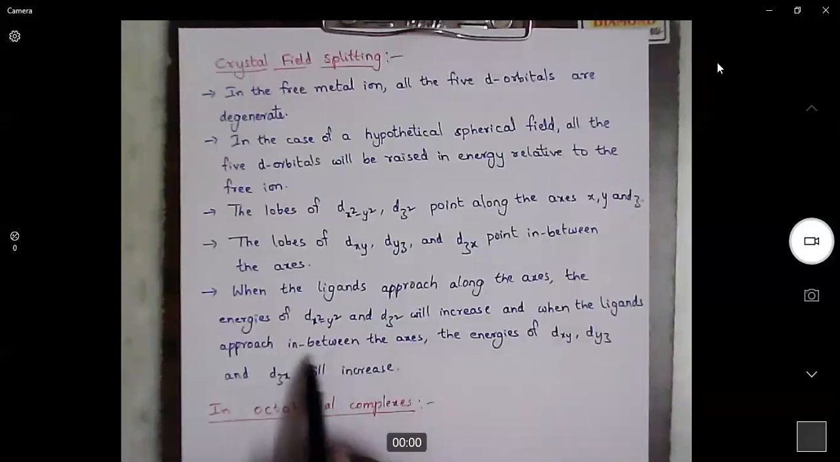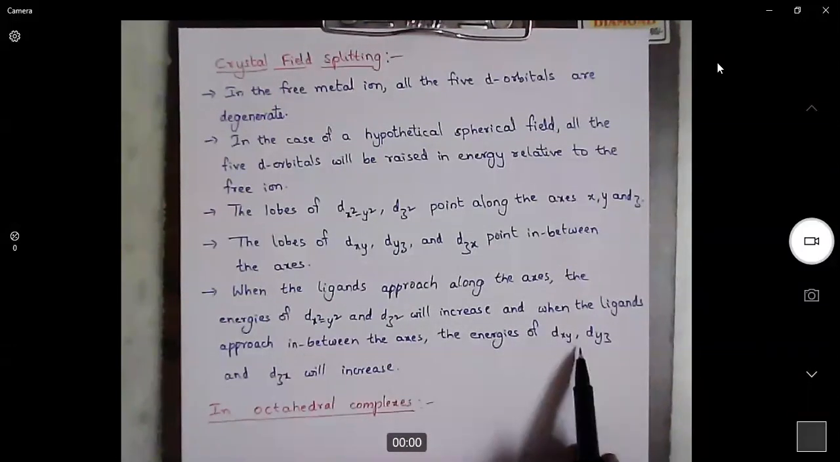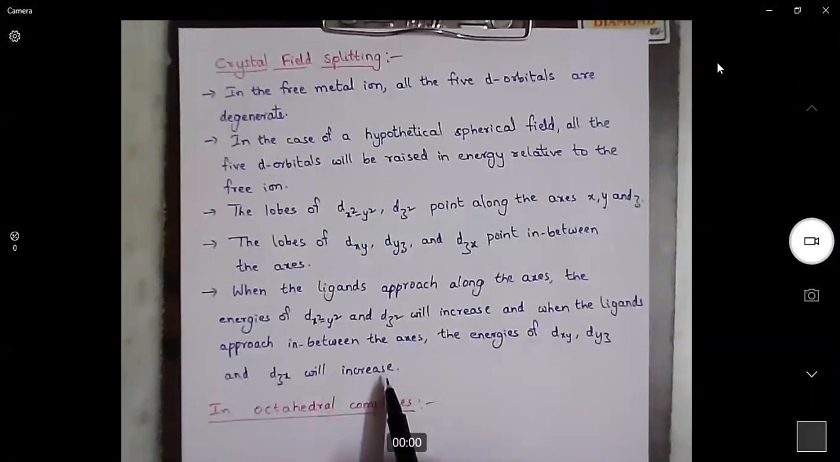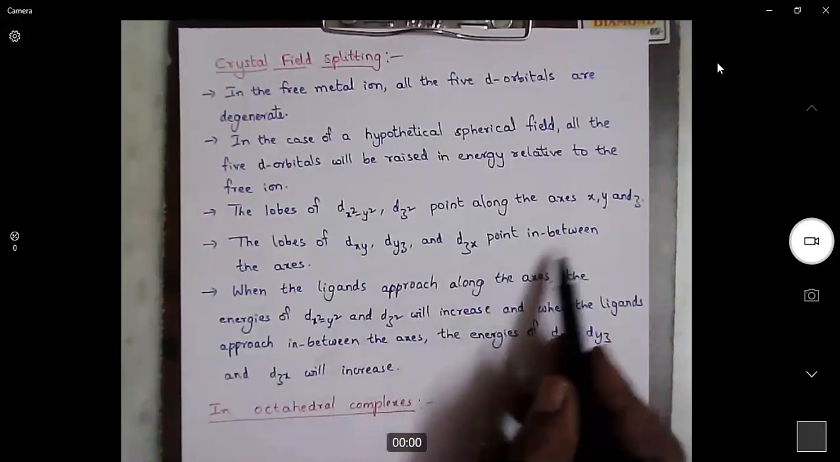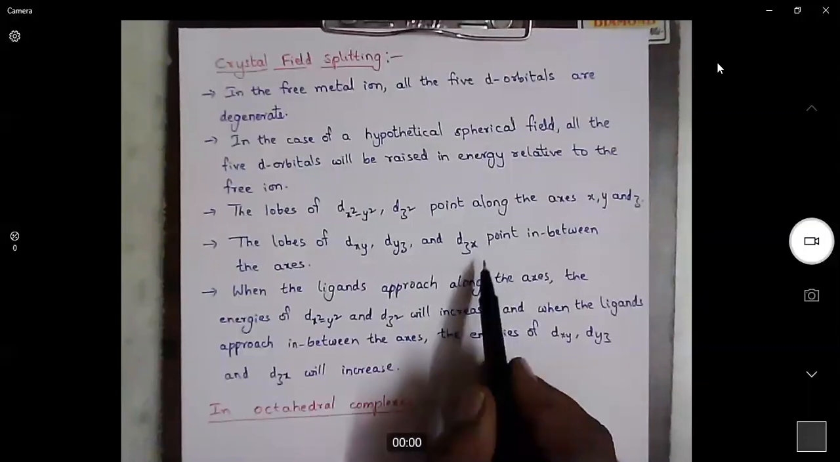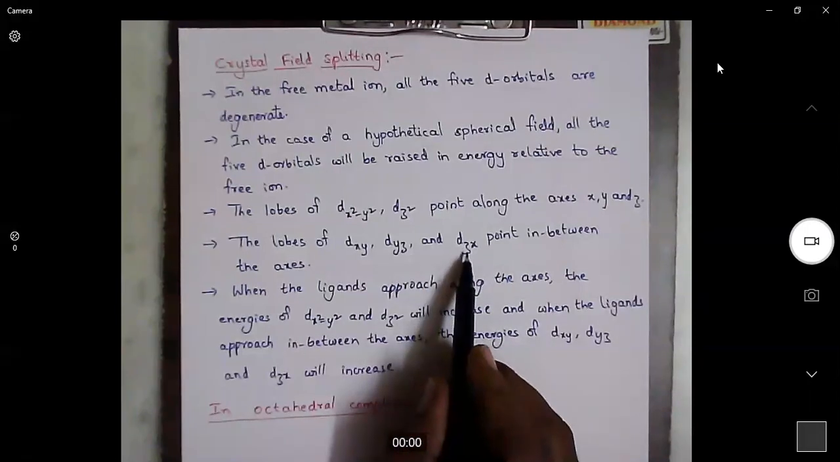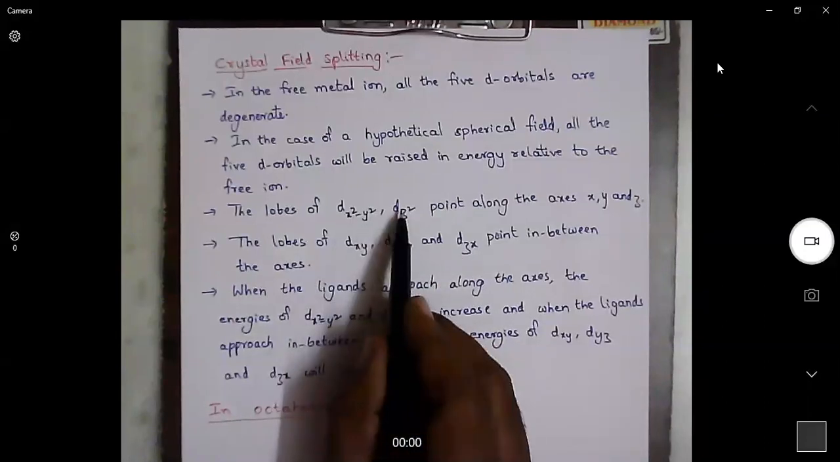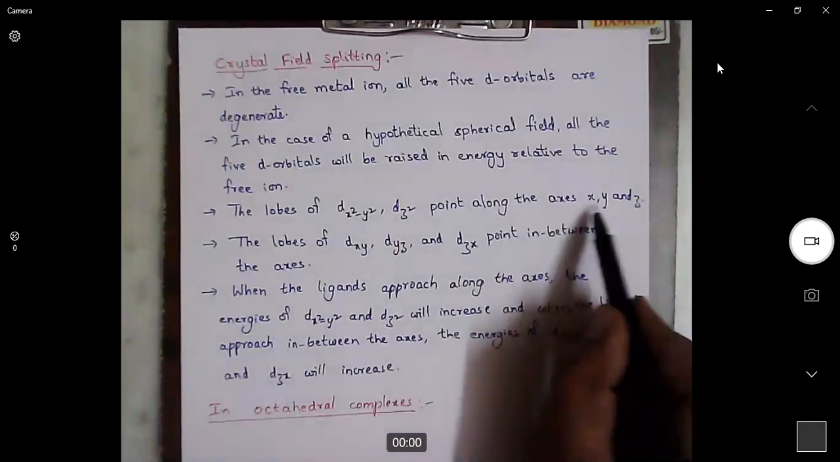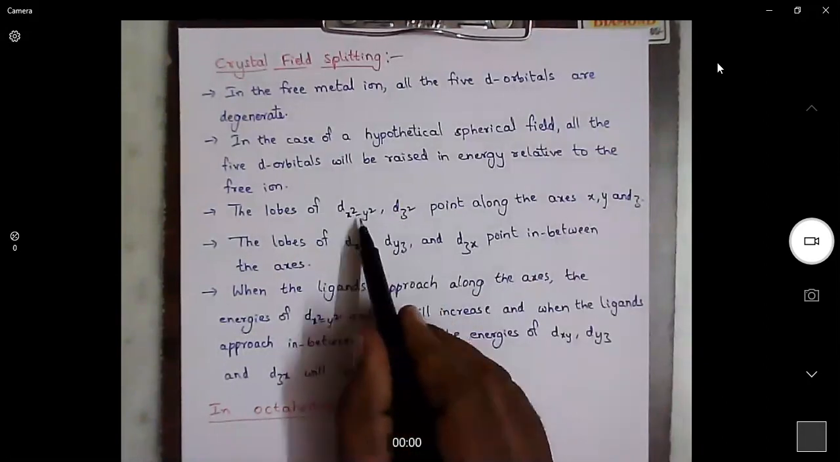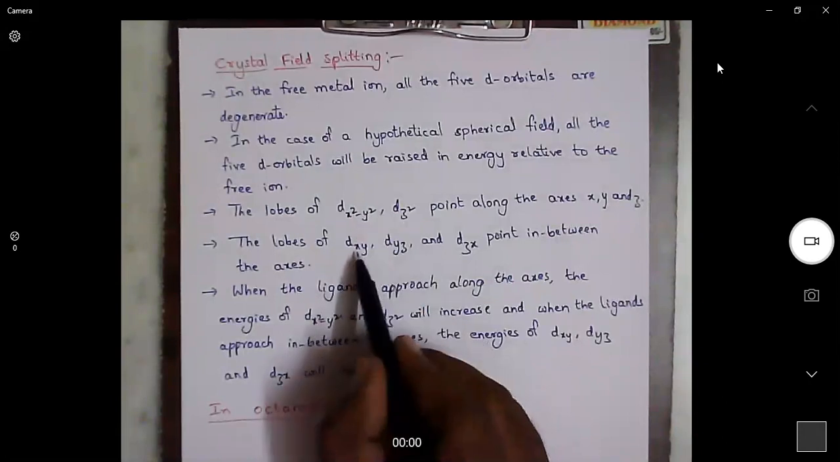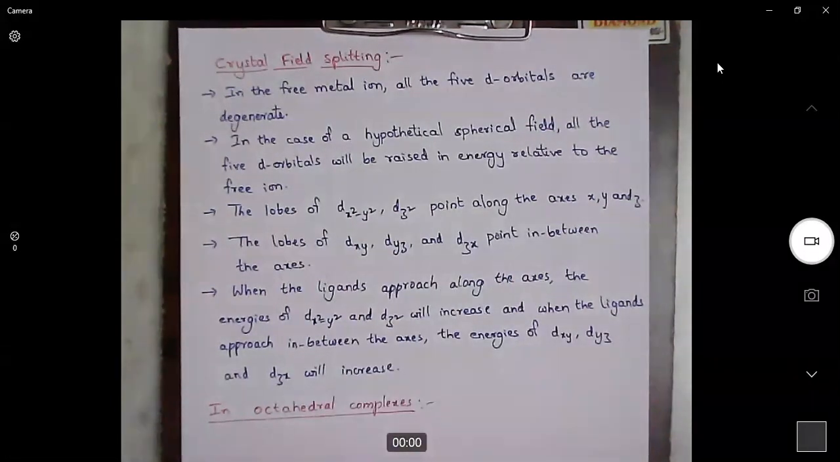When the ligands approach in between the axis, the energies of dxy, dyz and dzx will increase, because dxy, dyz and dzx point in between the axis. So if the ligands are approaching the metal ion in between the axis, these three orbitals will experience greater repulsion and increase their energy. These two will decrease their energy. But if the ligands are approaching along the axis, these two will experience greater repulsion, so their energies will increase, and these three orbitals will decrease their energy. So this is how crystal field splitting occurs in a complex.